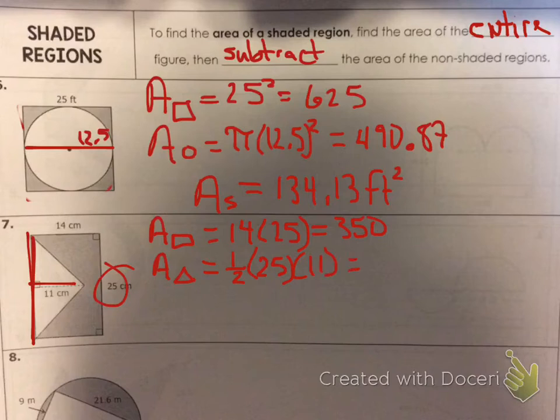So if you say 25 times 11 divided by 2, you get 137.5. And again, you need to subtract to find the shaded area. So if I say 350 minus 137.5, I get 212.5 centimeters squared, or square centimeters. All right.